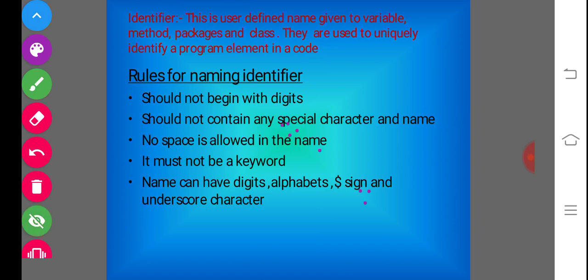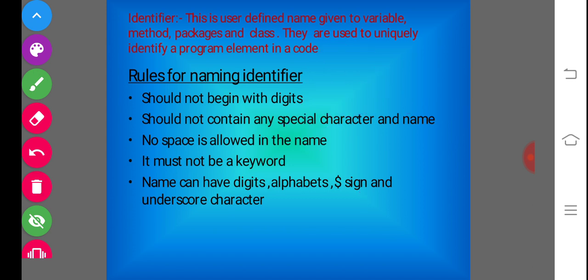So for example, if I'm writing int a and b, what is this int? This is a keyword. And what are this A and B? A and B are identifiers. These are the variables again. So A and B are uniquely identified by their name. What is the name of this variable? A. What is the name of this variable? B. So that is the use of the identifier.